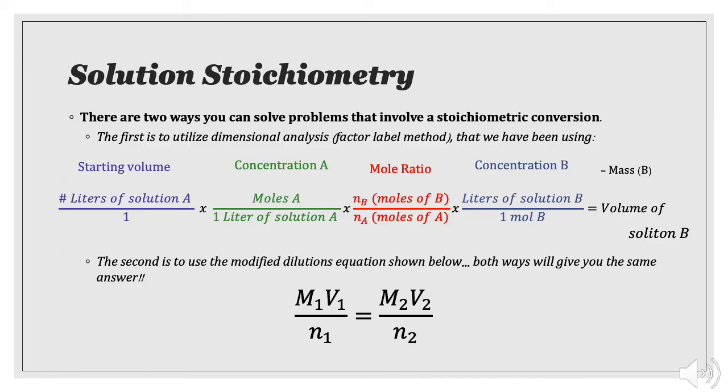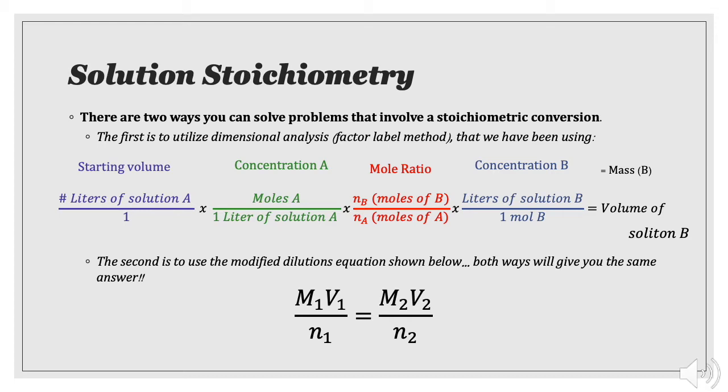All right, so there are two ways that we can solve problems that involve stoichiometric calculations when we're dealing with solutions. The first way is to utilize dimensional analysis, also known as the factor label method. This is what we've been doing so far for the last couple units that we've done stoichiometry with. We're basically setting up numbers in order to cancel out certain units and eventually end up with the unit that we want. What makes this stoichiometry is the use of the mole ratio, which allows us to convert between an amount of one substance in moles to amount of another substance in moles.